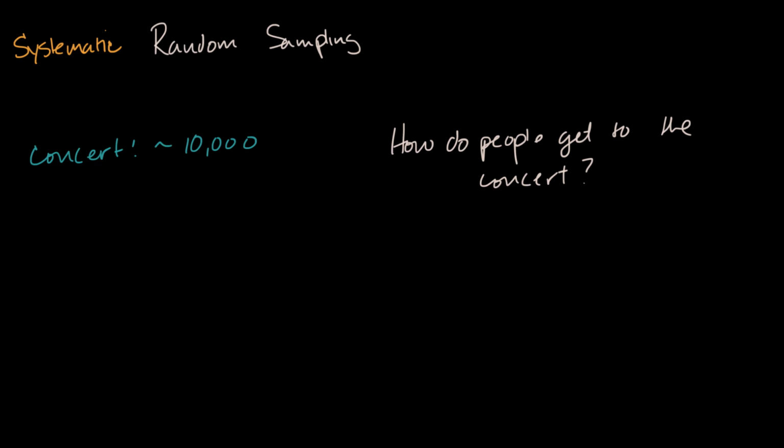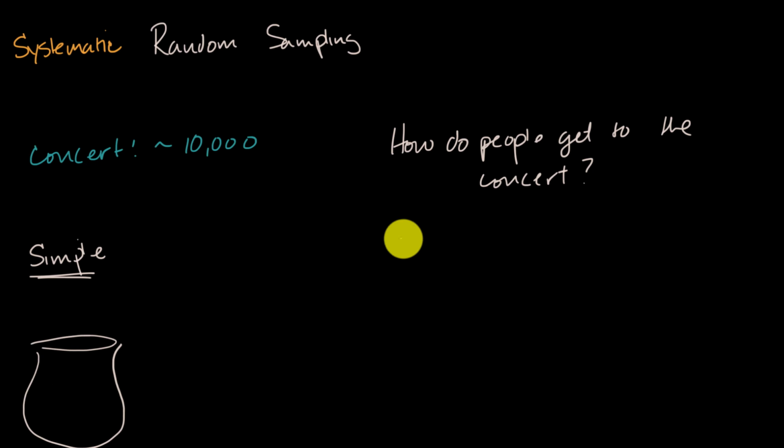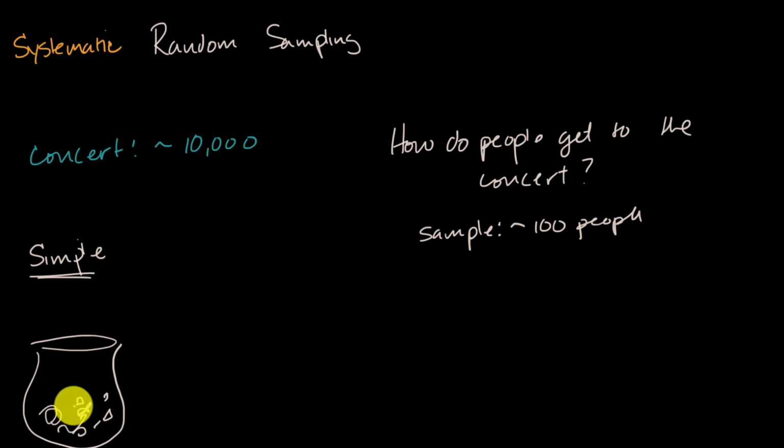So there's a couple of ways you could do it. You could try to do a simple random sample. And that might be a case of if you could somehow get the names of all 10,000 people and put them into a big bowl like this. And then let's say you want to sample approximately 100 people. You could just mix up all the names that maybe are on these little pieces of paper, 10,000 of them, and then pull out a random sample of 100 of them. That would be a simple random sample.